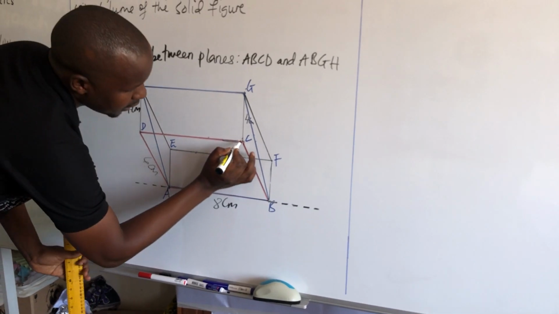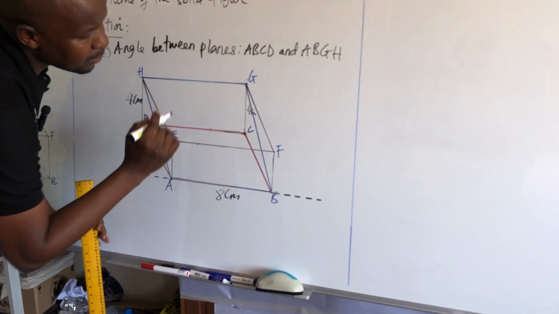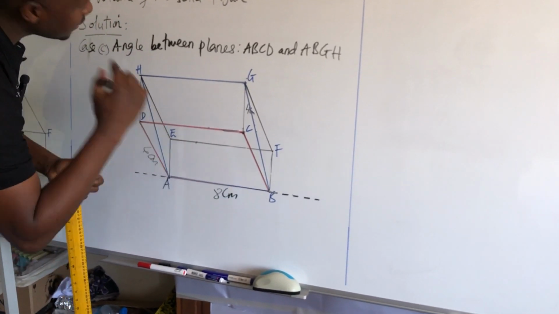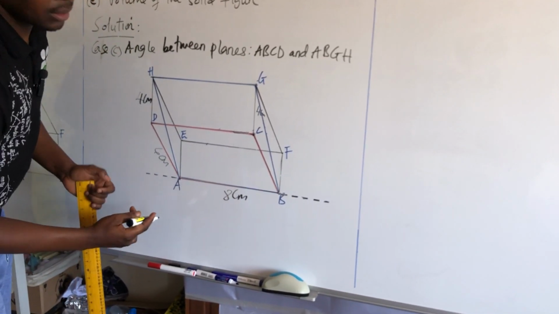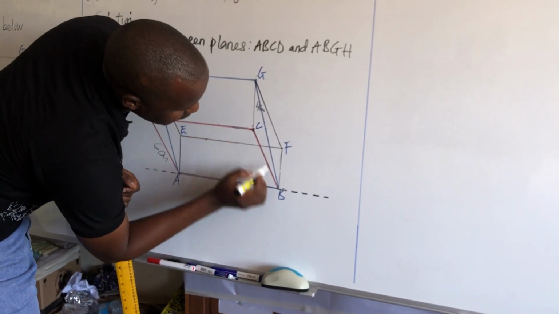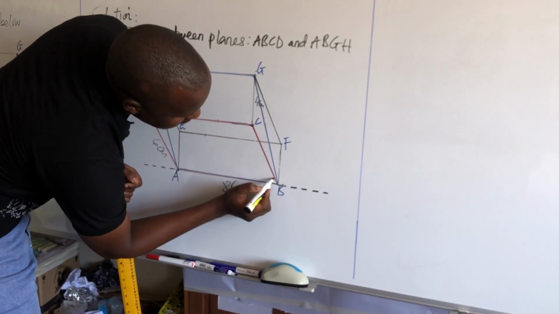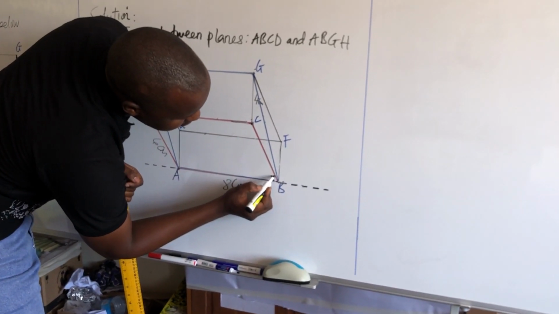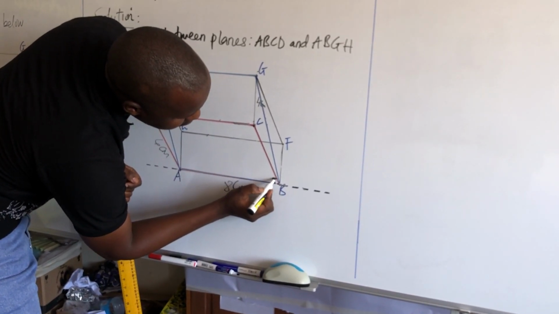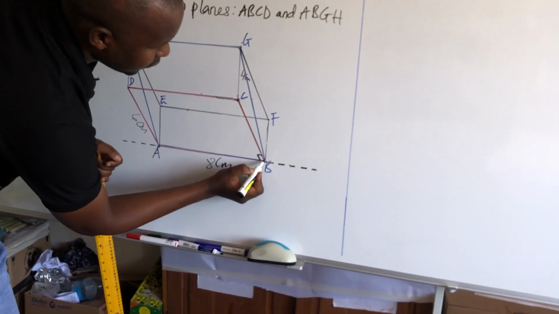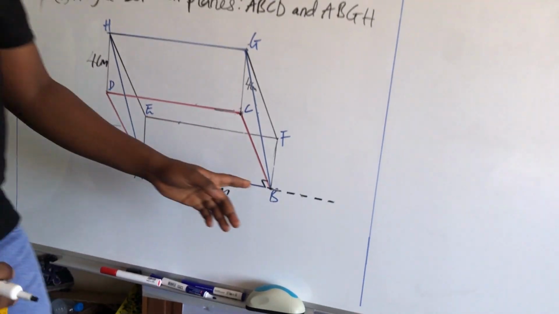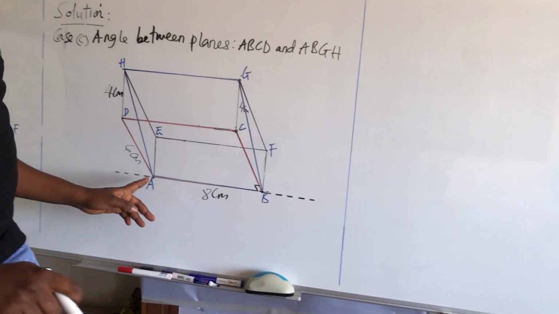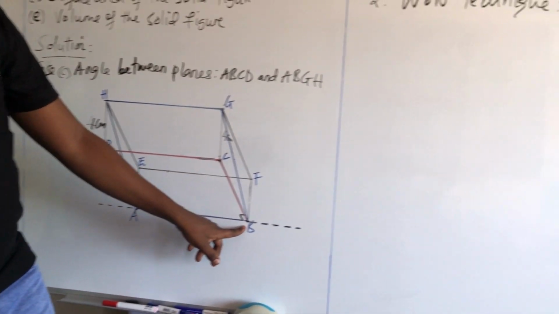When we choose C here, this will be the first point in plane ABCD that will form a perpendicular line to the line of intersection at point B. So it will be like this. From C, you draw a perpendicular line to the line of intersection at point B. So the angle will be formed at this point B and not point A, because this will be the chosen point.